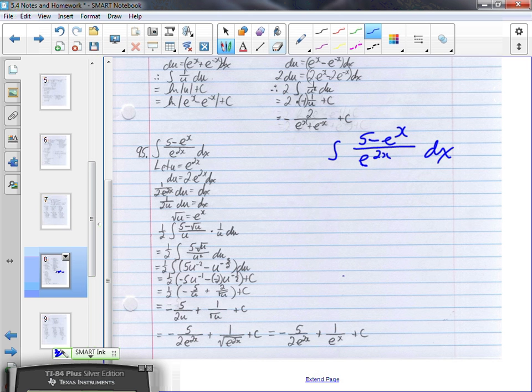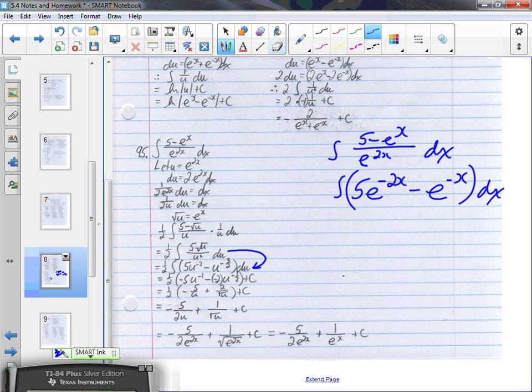All right, so let's see what would have happened if I'd have divided first. Because I ended up doing that, right? To get from this line to this line, what I did was divide the denominator into the numerator. So let's see how it would have worked to start off with. That'd give me the integral of 5e to the negative 2x minus e to the negative x. Is that right? Did I do the division right?